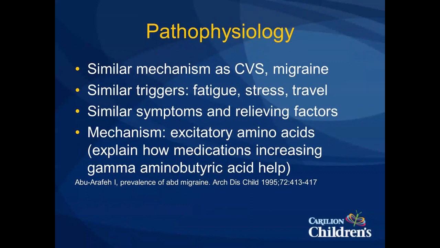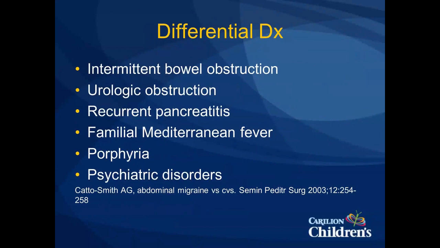So medications that increase GABA, gamma-aminobutyric acid, in the brain will help appease this severe release of these particular neurotransmitters. Differential diagnosis: bowel obstruction, UPJ obstruction, pancreatitis, familial Mediterranean fever, porphyria, severe conditions related to abdominal pain, and psychiatric disorders as well.